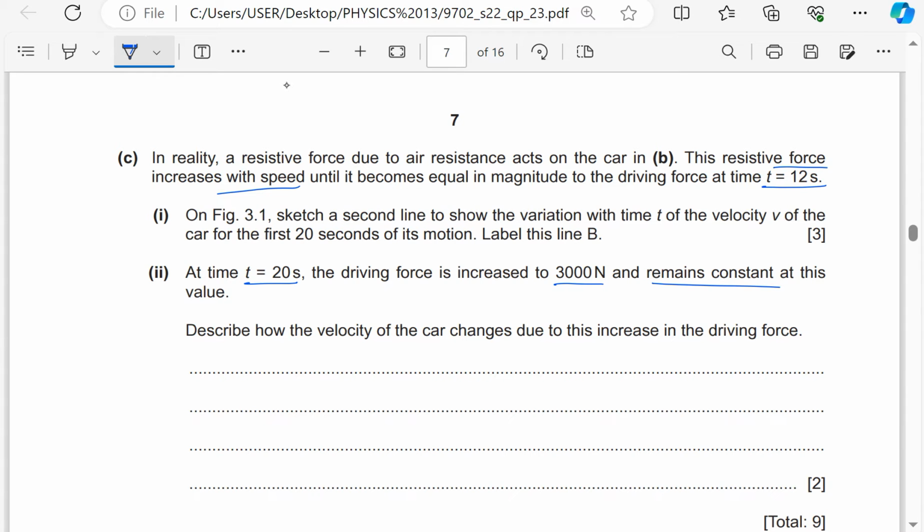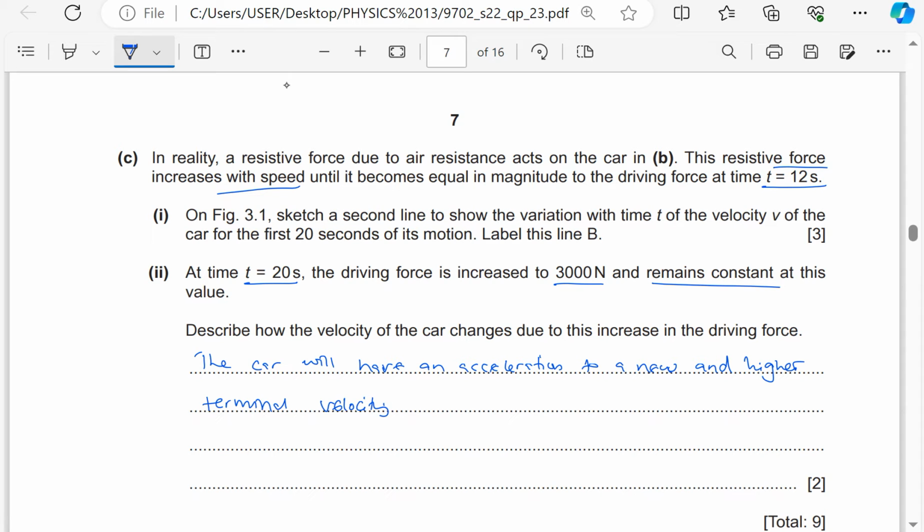So the car will have an acceleration to a new and higher terminal velocity.